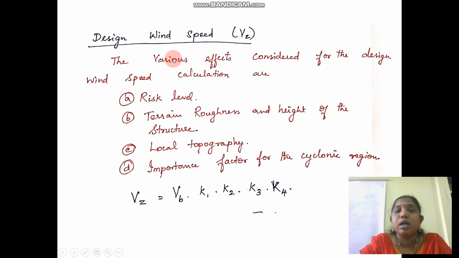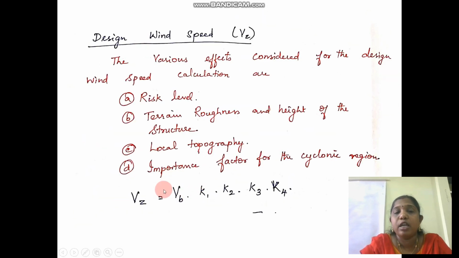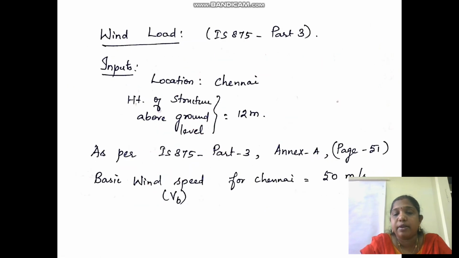So, you have to calculate the design wind speed, that is Vz. The various effects are the K1, K2, K3, K4 factors. K1 is your risk level, K2 is your terrain roughness and height of the structure, K3 is your topography, and K4 is your cyclonic importance factor. Now, we know the Vb value, that is the basic wind speed, which is 50 meter per second.